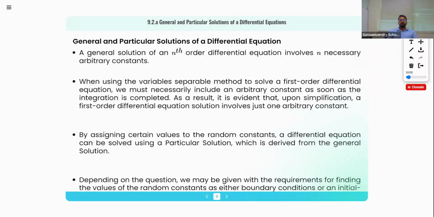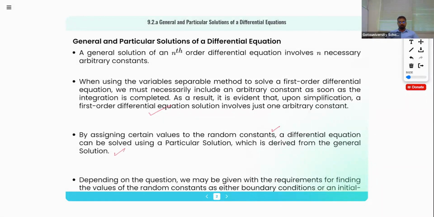When using the variable separable method to solve a first order differential equation, we must include an arbitrary constant as soon as the integration is completed. As a result, it is evident that upon simplification, a first order differential equation solution involves just one arbitrary constant. I'll come to this later. By assigning certain values to the arbitrary constant, a particular solution is derived from the general solution.